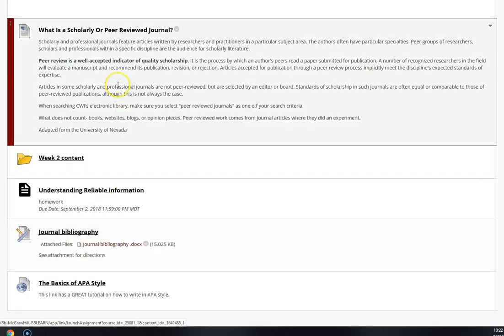The second thing I want to point to your attention is that you have a journal bibliography. And so here I give you an outline of what a scholarly or peer-reviewed journal is. This is going to be really important that you actually understand this because one of your first assignments this week is to complete a journal bibliography. So let's talk about that. For this journal bibliography, you are going to select a peer-reviewed journal from the library based in nutrition. So let's open this up and discuss it.